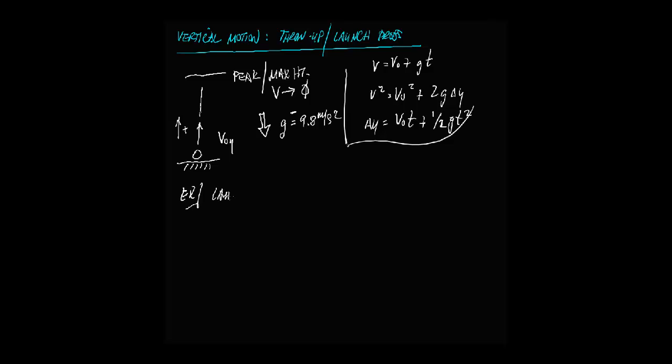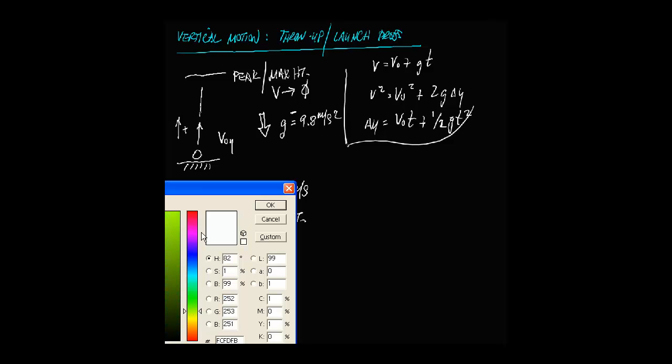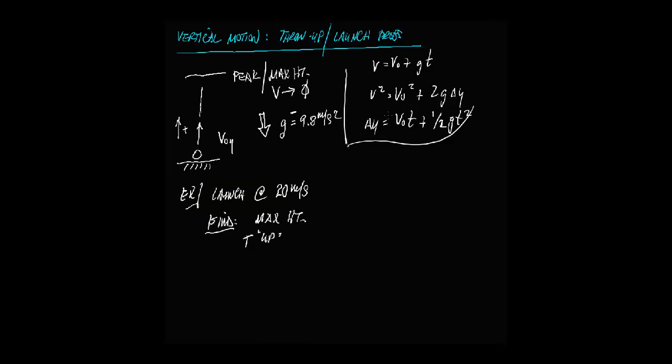Let's launch an object at 20 meters per second, and what we're going to do is find out its maximum height and the time up till it reaches the peak. Okay, now what do we know here? We know initial velocity. We know gravity, which is negative. We know the 2. We know final velocity. How do we know final velocity? Because final velocity goes to 0. Alright, so we don't know distance or time.